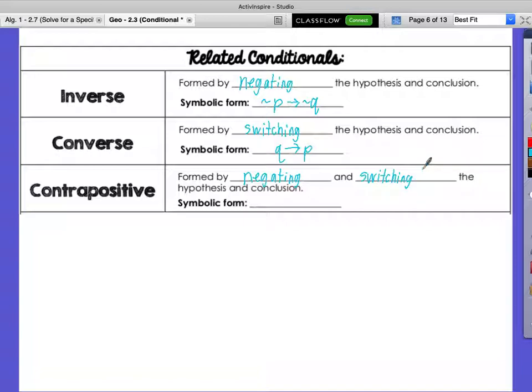Just saying. Symbolic form: we're switching the order, so we're still going Q, then P, but now we're also negating. So a good way to think about this one is you take the converse and you negate it. Sometimes that can help us out.